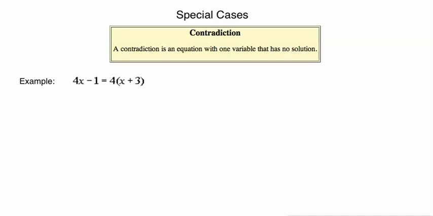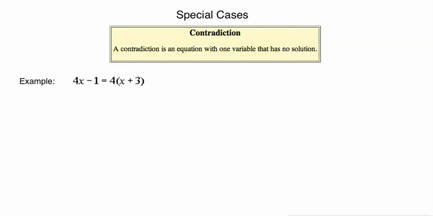There are special cases that occur when we're solving linear equations. I'm going to show you there's two special cases, and they pop up quite a bit in the real world. So let's look at this very first special case. The first special case is called a contradiction. That's when we have no solution to our equation. So let's look at an example of this.